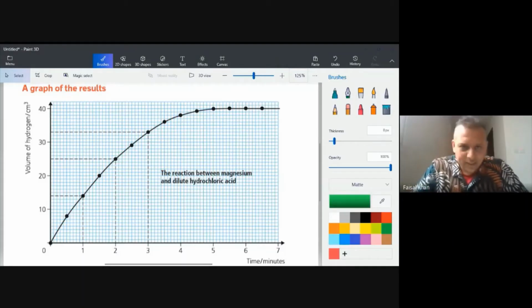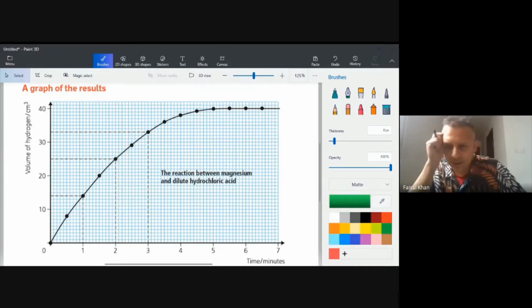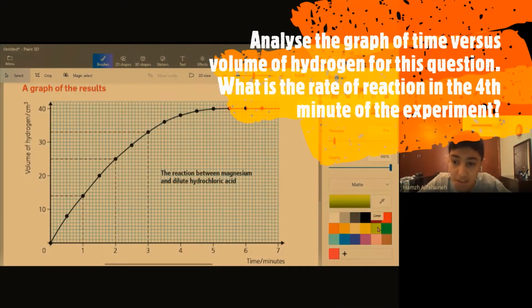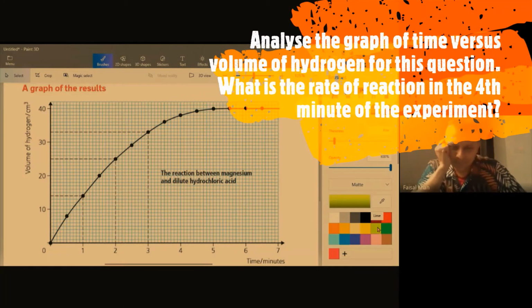Question was this question. Okay, I'm going to put it on the chat, because it's a two-sentence question. This was the question that you got wrong. For this question, what is the rate of reaction in the 4th minute of the experiment?